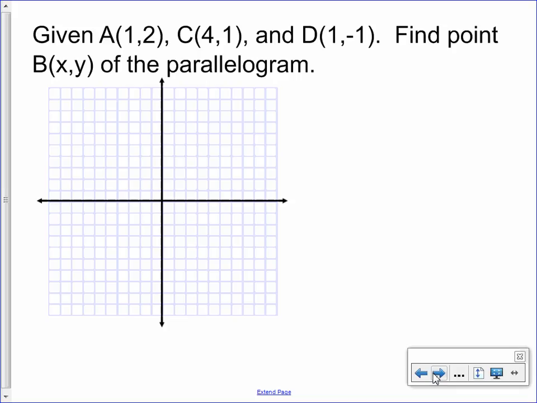Given A, B, C, and D. Well, we don't have B. Sorry about that. What would B be to be a parallelogram? There's a lot of B's.